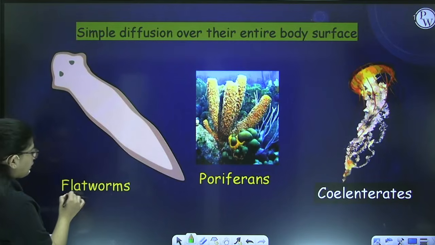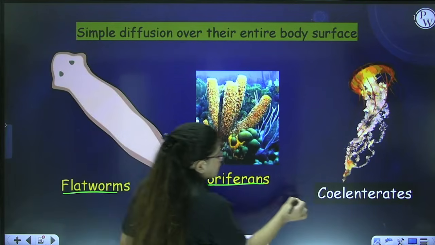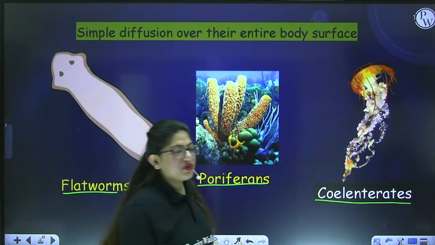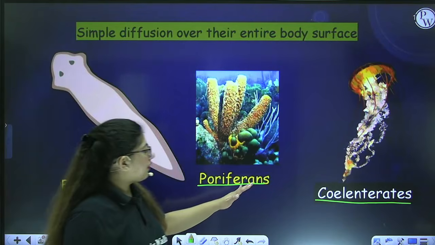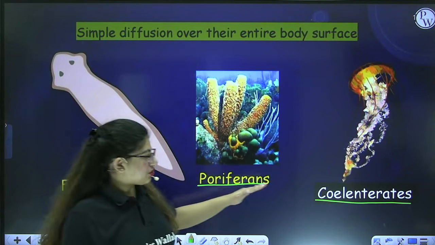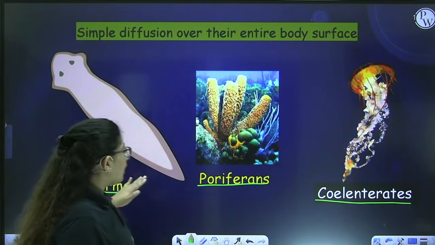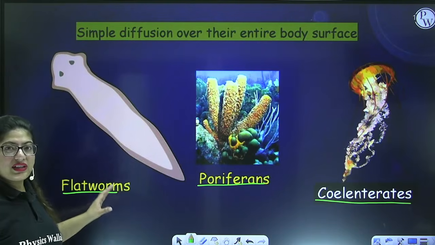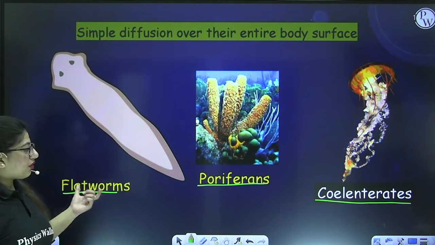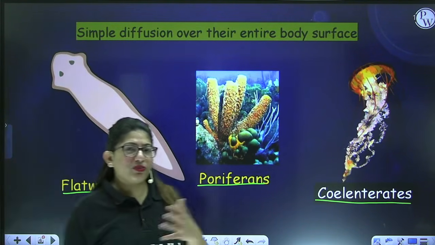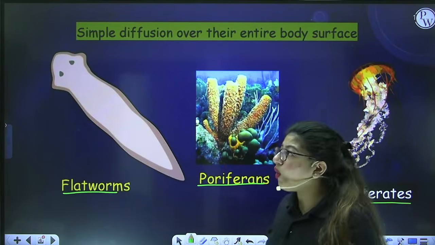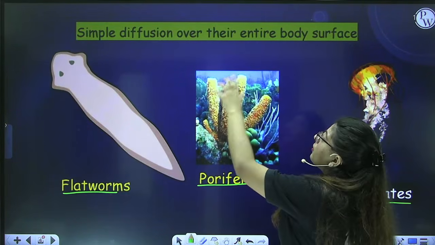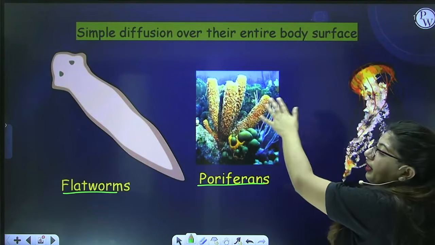In the flatworms, the poriferans and ciliates, you can see all these organisms are quite simple. They have a cellular level of organization, or a tissue level of organization, and these flatworms, since they are parasites, have an organ level of organization, but the body is quite different, right? So all these will respire through simple diffusion over their entire body surface.